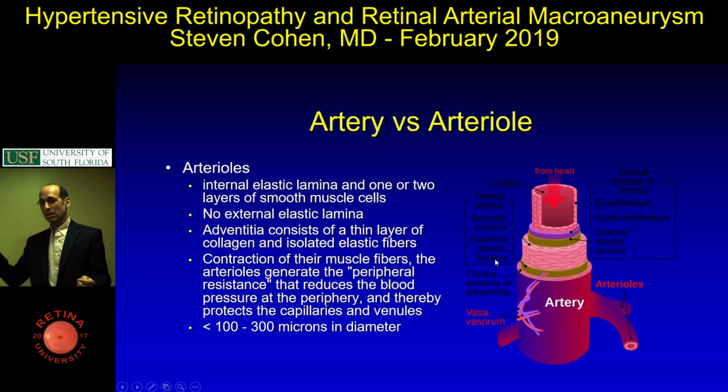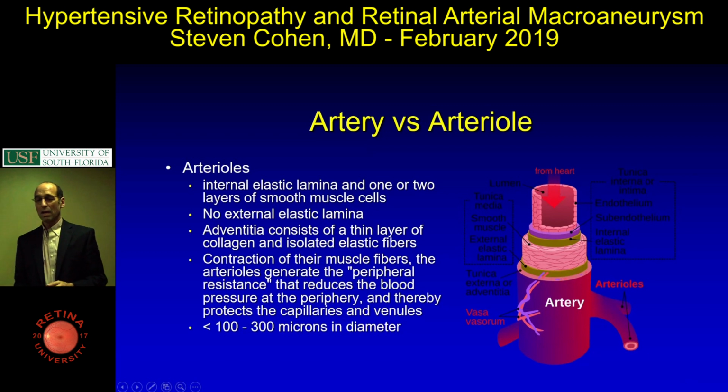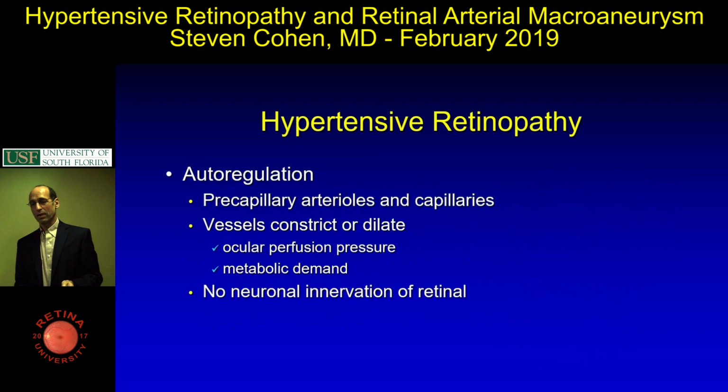This picture's an artery, and you can see the external elastic lamina, and that's what the arterioles do not have. They constrict and loosen to help protect the small capillaries, and they're less than 100 to 300 microns in diameter. So the central retinal artery is probably an artery, but the branch arteries maybe start as arteries, but then they turn into arterioles. Just so you know that.